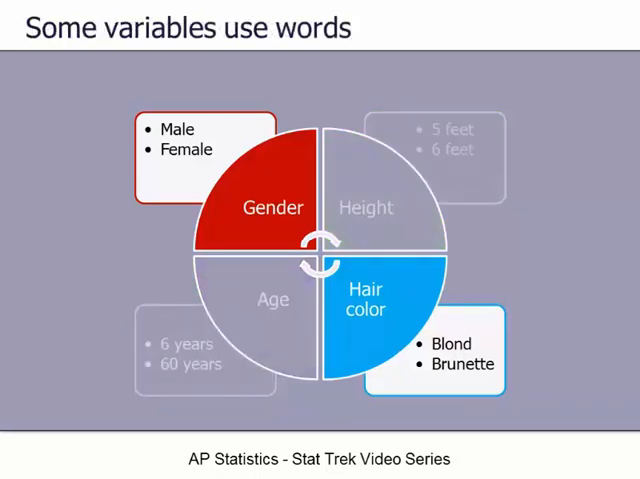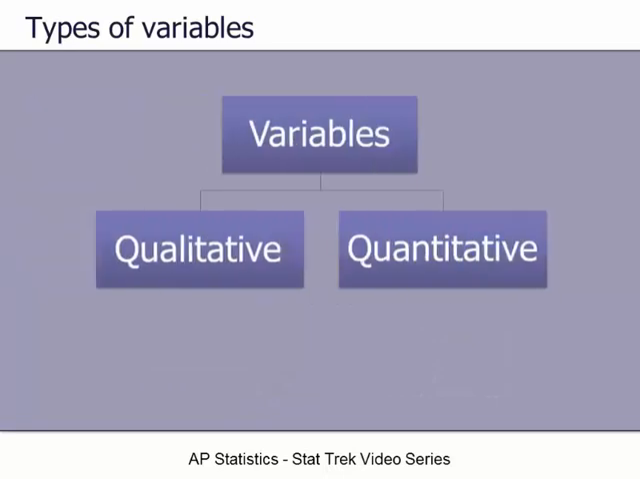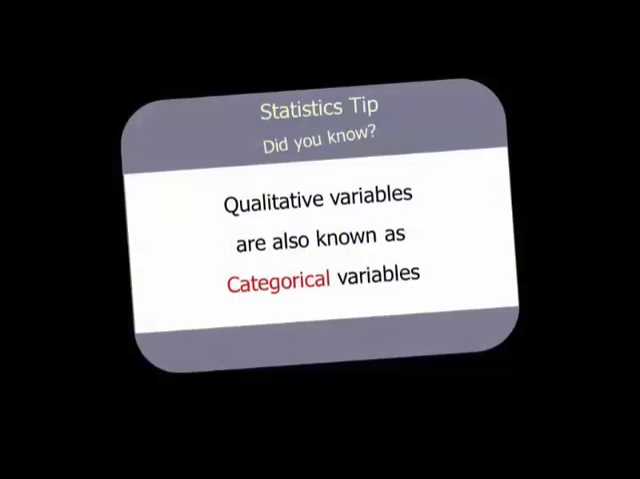Note also that some variables, like gender and hair color, use words to describe a person. Other variables, like age and height, use numbers. Variables that use words are called qualitative variables, and variables that use numbers are called quantitative variables. By the way, qualitative variables are also known as categorical variables.